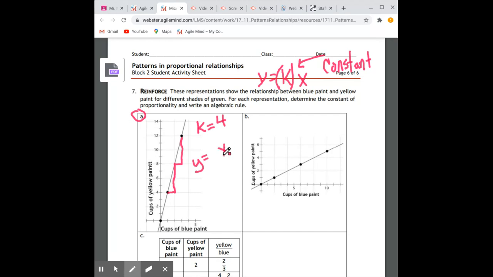Think about it. If x is the cups of blue paint, what number do I multiply by x to figure out what my amount of yellow paint would be? We know that if x is 1, yellow is 4. We know if x is 2, yellow is 8. We know if x is 3, yellow is 12.